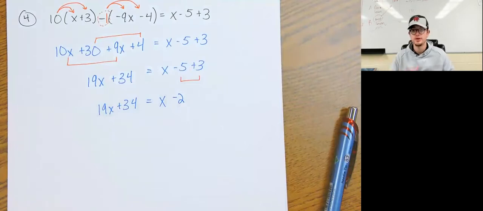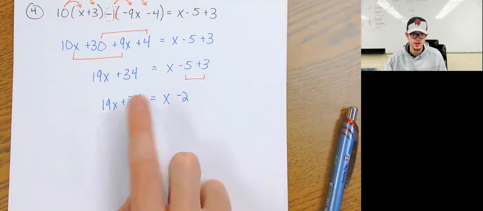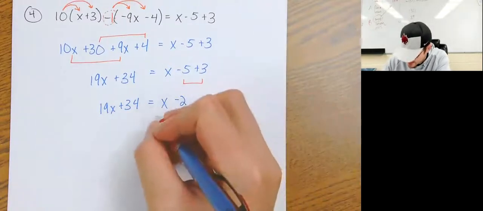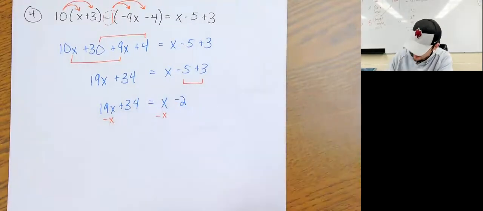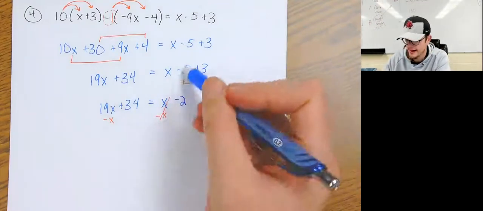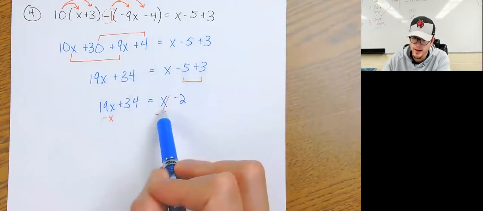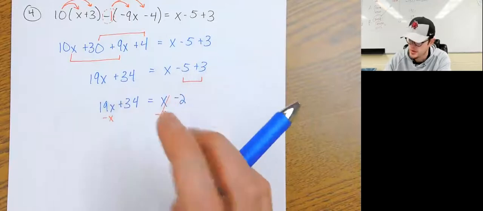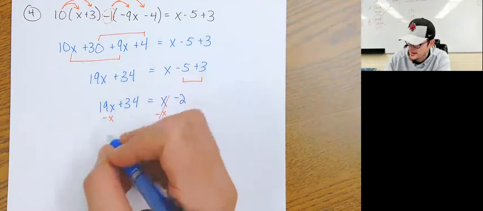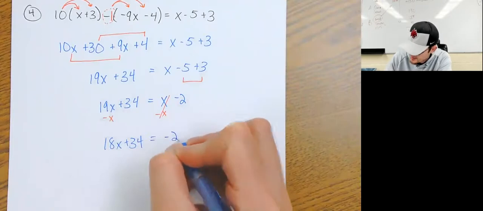So now we're going to get rid of things that we don't want. So I don't want this x over here because I want x's over here. So how do I get rid of a positive 1x? By subtracting 1x. All right, and that cancels out there. So notice how we didn't cancel out anything until we got here, right? The first step is simplifying everything. Then when you get to the second step, when both sides are simplified, that's when you start canceling stuff out. So 19x minus x is 18x plus 34 equals negative 2.